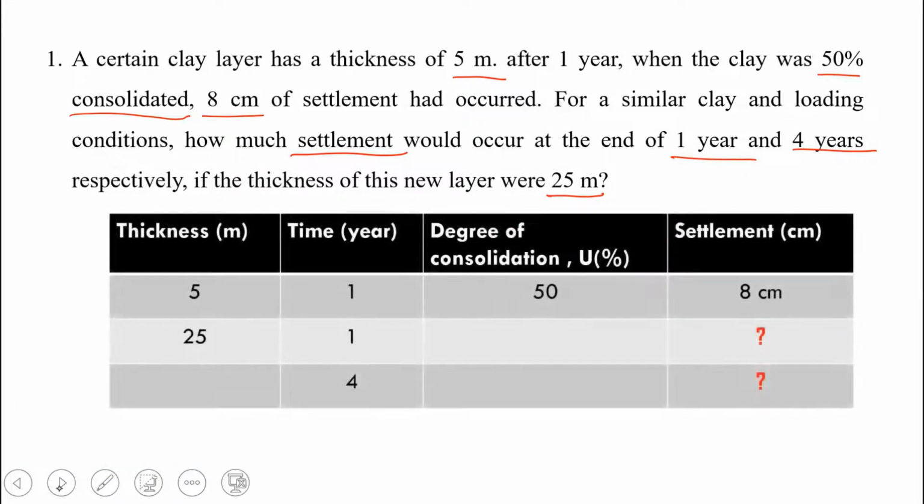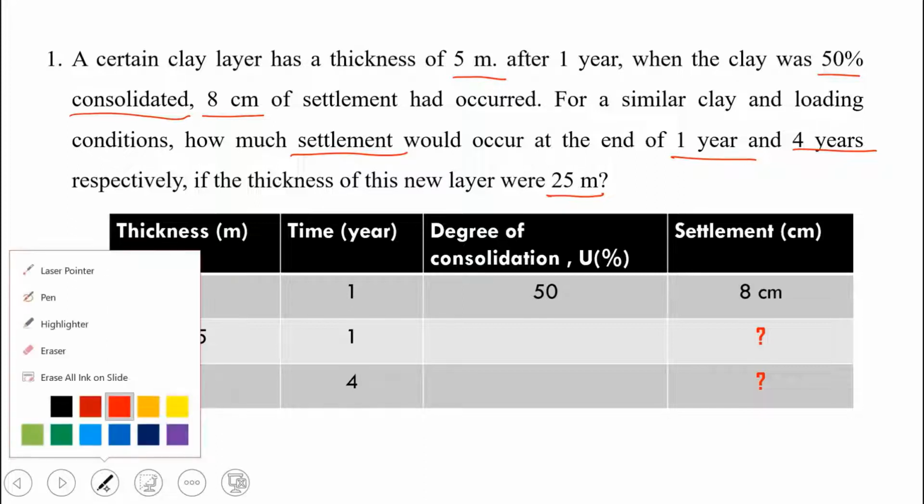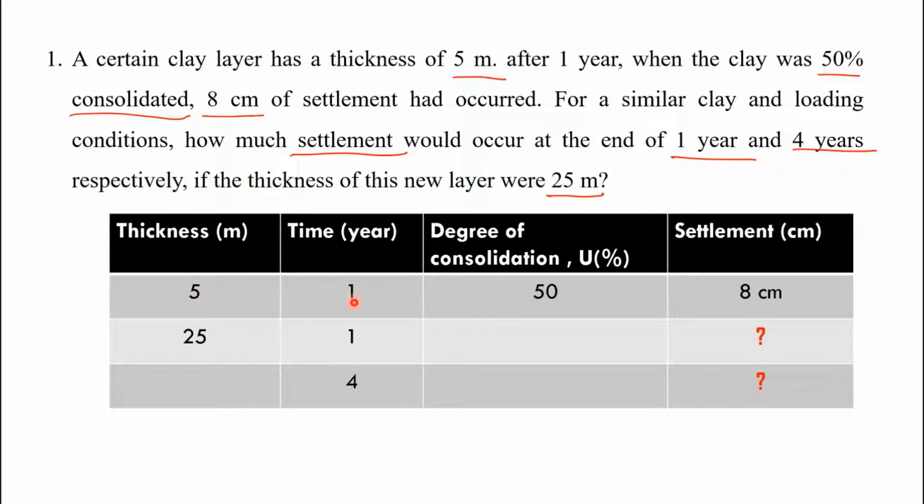Okay, so these are the values which are given for the 5 meter thick clay layer. After 1 year, it will undergo 50% consolidation, which causes 8 centimeter settlement. Now we have to find out the settlement for 1 year for a clay layer of 25 meter thickness, and for the same clay layer of 25 meter thickness, what will be the settlement after 4 years.